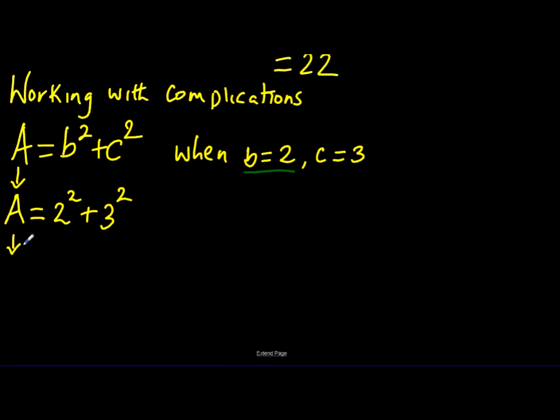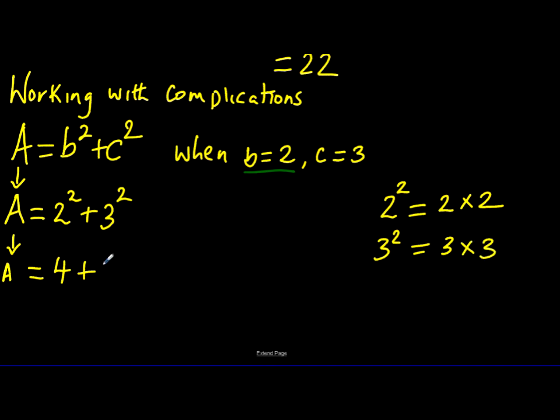So this gives us a equals, well, 2 squared is the same as 2 times 2. So 2 squared equals 2 times 2. So we have 4 plus 3 squared, which is 3 times 3, which gives us 9. So a is equal to 4 plus 9, which of course is 13.